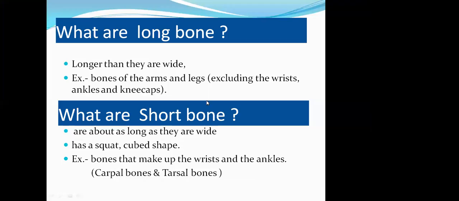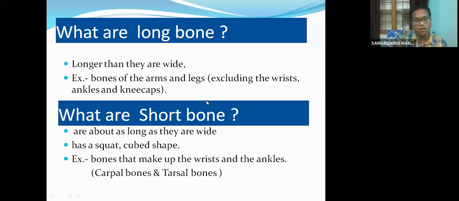Are the bones longer than wide, like all the bones of the arm and leg, excluding the wrist, ankle, and the kneecap? Those things are short bones actually. The bones that are as long as they are wide, cube shaped, are the bones that make up the wrist and ankle. The carpal and tarsal bones are actually short bones. Of these, the carpal bones won't ossify in the fetal period. The tarsal bones actually have some ossification after 24 weeks.